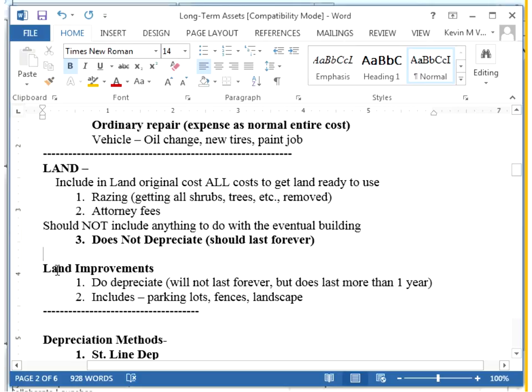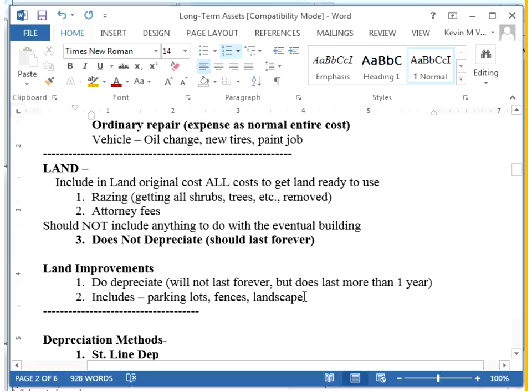However, there is a difference between land and land improvements. Land improvements do depreciate, because these type of items will not last forever. Some examples are putting in a new parking lot, putting up a big fence around your perimeter, updating your landscape, putting in new trees and shrubbery.